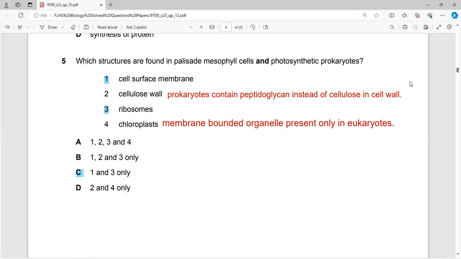The cellulose is present only in the plant cell wall, while bacteria contain peptidoglycan, which means this is protein. So that's not present in both. Ribosome is present in both for making protein, while chloroplast is present only in eukaryotic cells. Why? Because it's a double membrane bounded organelle, and in the prokaryotic cell, no membrane bounded organelle is present. So that's why our correct option will be 1 and 3, that is C.